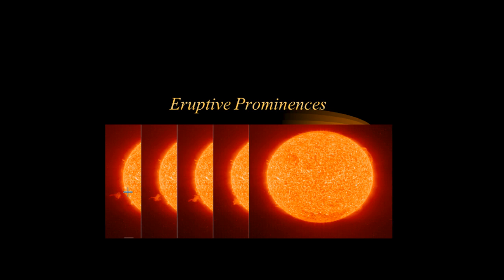These eruptions occur when a significant amount of cool, dense plasma, remember plasma is ionized gas, escapes from the magnetic field of the sun's atmosphere to streak out into space. Write that down.